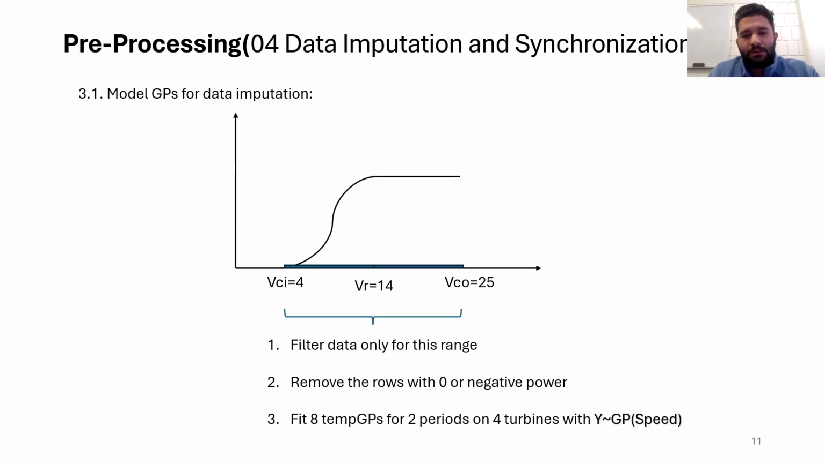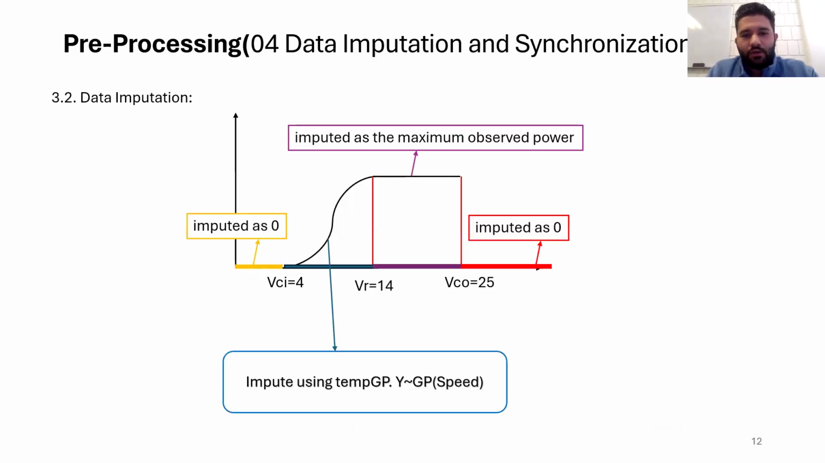So in this script, it stores 8 Gaussian process models and then uses them for imputation for the speed from cut-in to rated. So from cut-in to rated, from 4 to 14 meters per second, it just imputes the Y with this model. And for the speed lower than cut-in or higher than cut-out, it just imputes with 0. For between the rated and cut-out speed, it uses the maximum observed power for imputation.